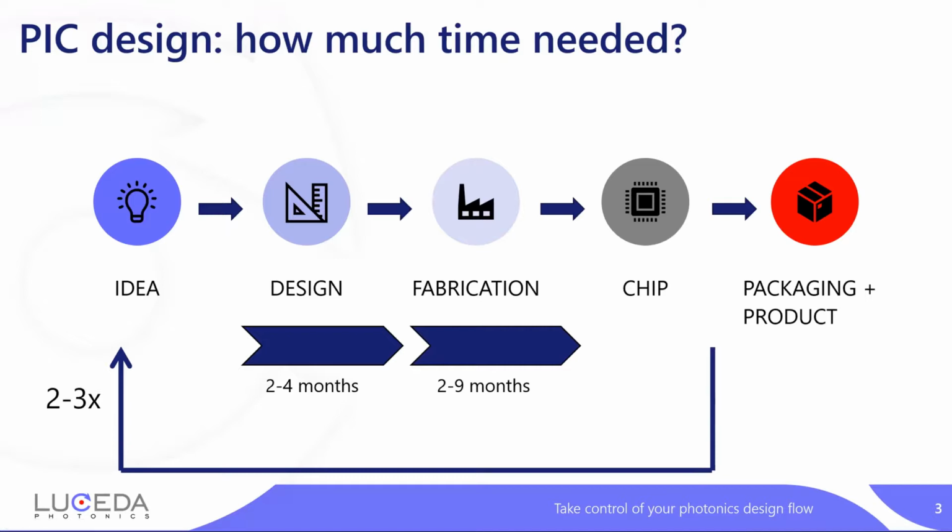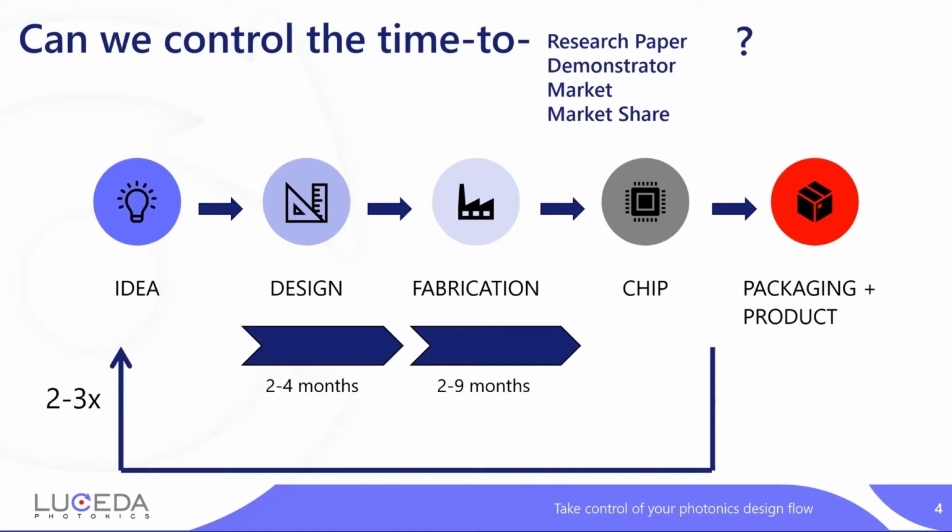Now, if you look at electronic IC design, there's typically the first time right approach, so you don't have these cycles. But given the current ecosystem in photonics, which is not yet very mature, you usually have these cycles. So the question here is, can we control this time to a research paper, a demonstrator, time to market, or market share? Let's have a look at what things we have control over and which we don't.